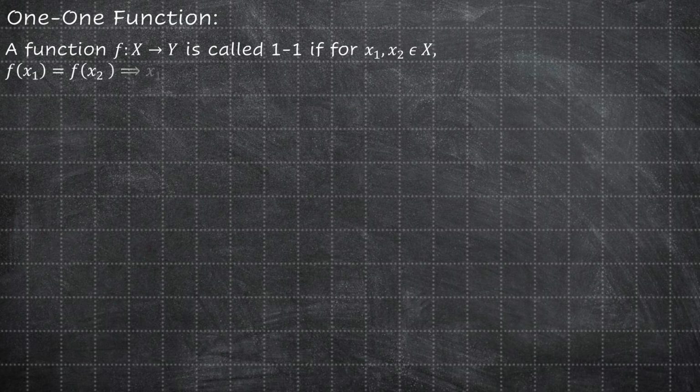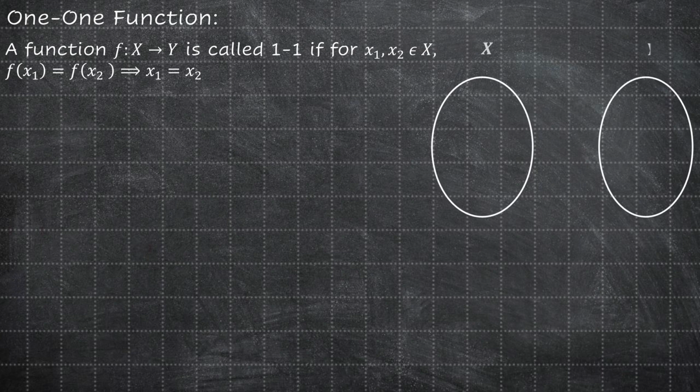A function f from x to y is called one-to-one if for x1, x2 belonging to x, f of x1 is equal to f of x2 gives x1 is equal to x2. This is the formal definition of one-to-one function. Here the function f is from x to y. X is the domain and y is codomain of this function.